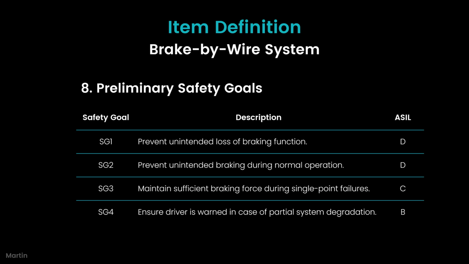The eighth section of an item definition is the preliminary safety goals. This section defines the high-level safety objectives that the item must achieve to prevent or mitigate potential hazards. These goals are typically derived from initial hazard analysis and focus on ensuring that unacceptable risks are avoided or reduced to an acceptable level. Documenting preliminary safety goals early in the development process provides a foundation for the functional safety concept and guides subsequent safety requirements and design decisions.